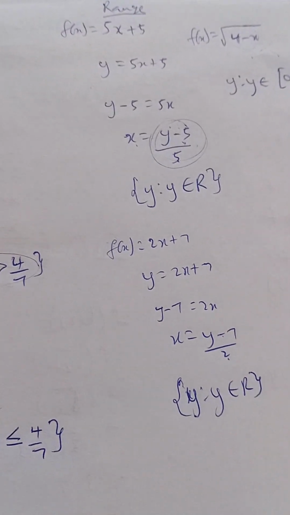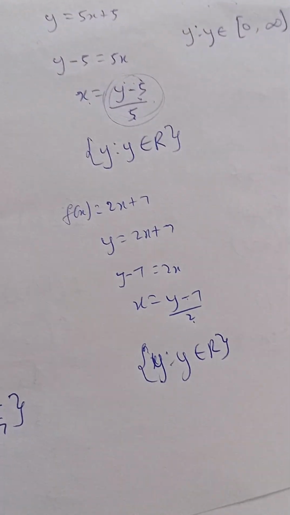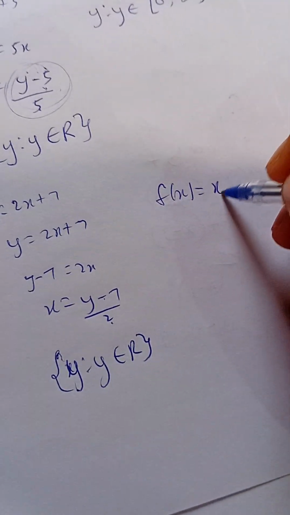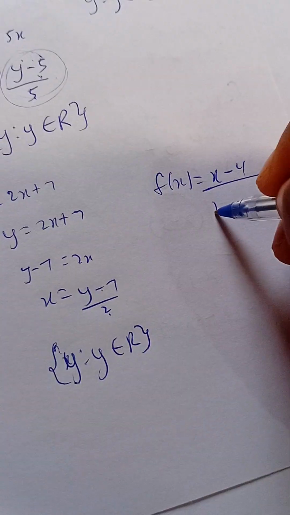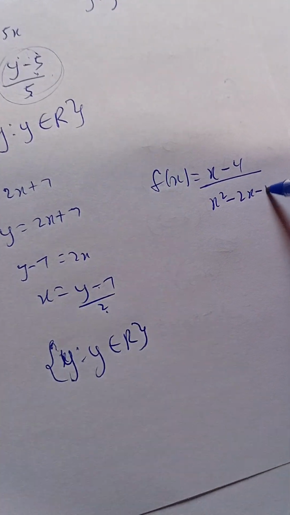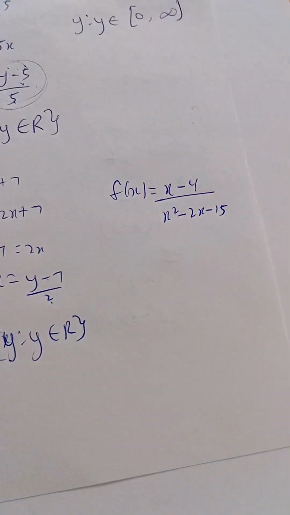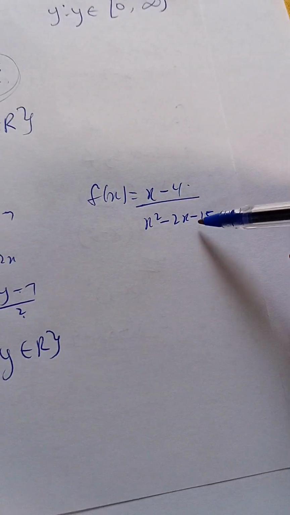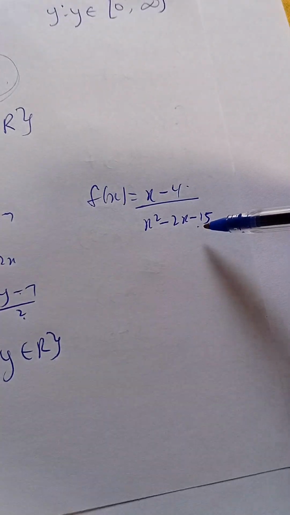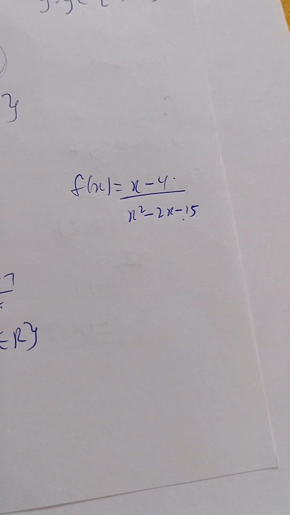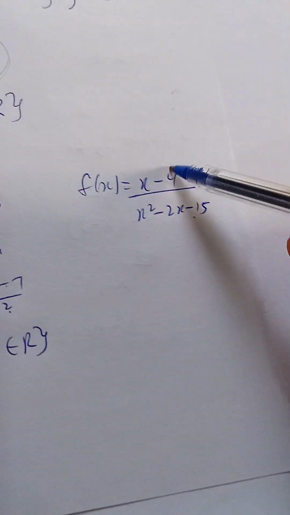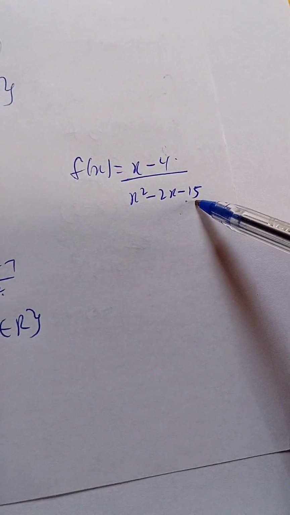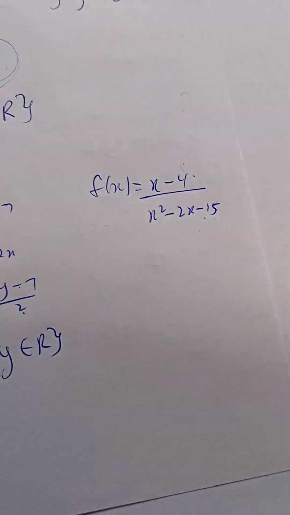All right, let's just solve one question on domain. So we have f of x equals x minus 4 over x squared minus 2x minus 15. It's a rational function. This is a polynomial. This is another polynomial. Ratio of two polynomials, rational. Okay, how do we get the domain now? We don't care about the top. We know it's all real numbers. But the down, if the down is 0, we are in trouble.